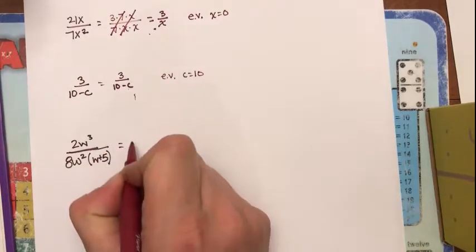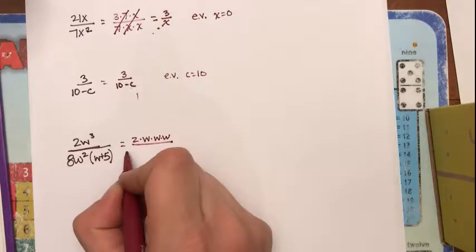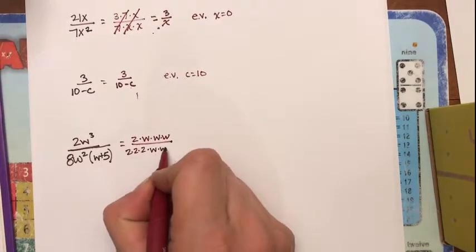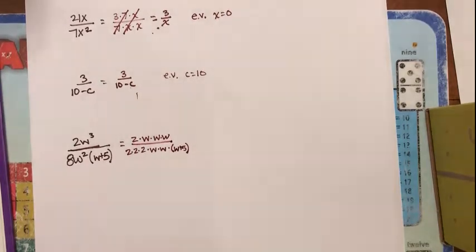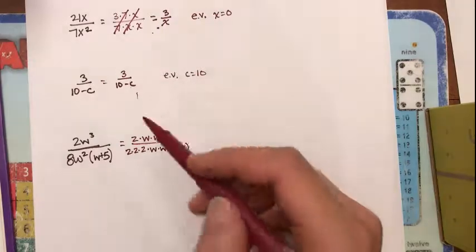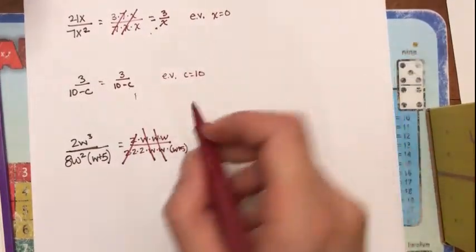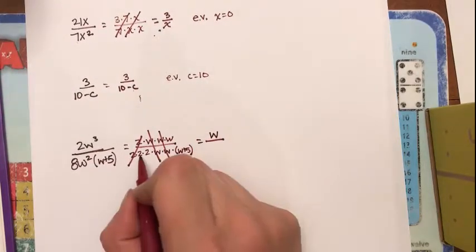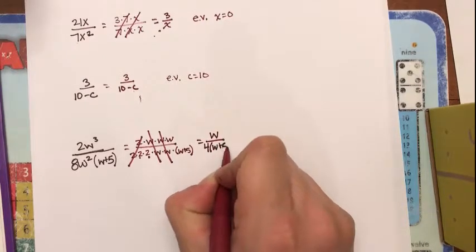And finally, if I have 2 times w times w times w, that's over 2 times 2 times 2 times w times w times w plus 5. So there are a lot of factors there. I look for any common factors that can be divided out. I'm left with a w in the numerator, and then 2 times 2 is 4 times w plus 5 in the denominator.